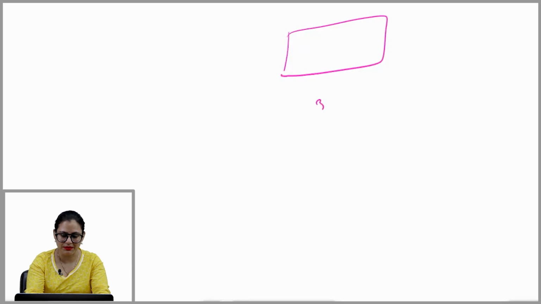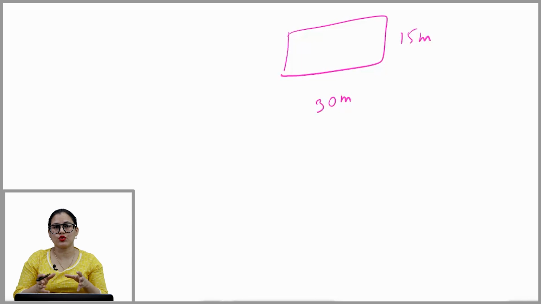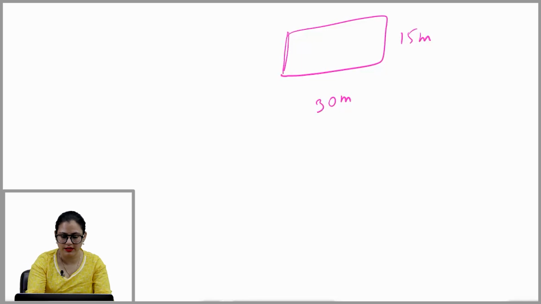Its length is 30 meter and breadth is 15 meter. And this field is to be fenced. Fencing is done on the boundaries. So we need to find the perimeter.